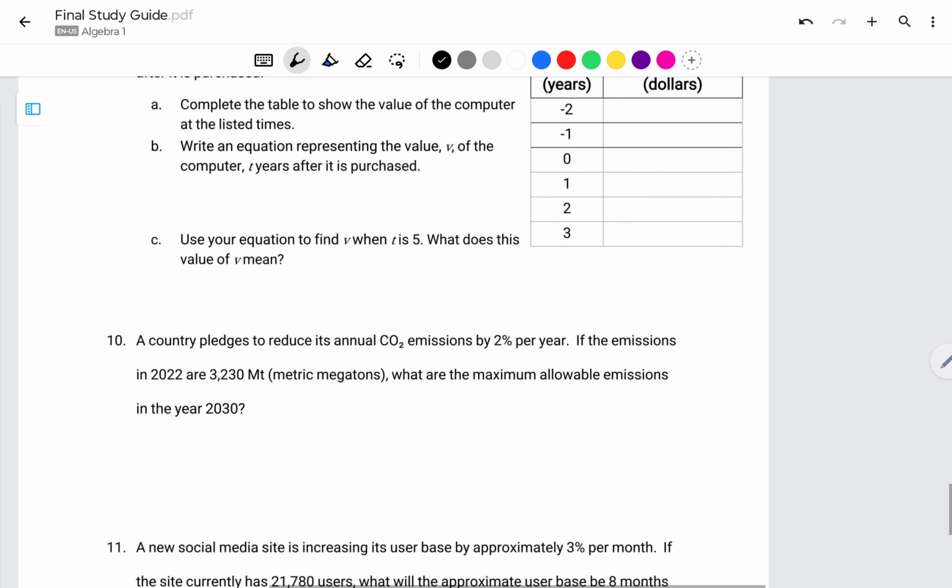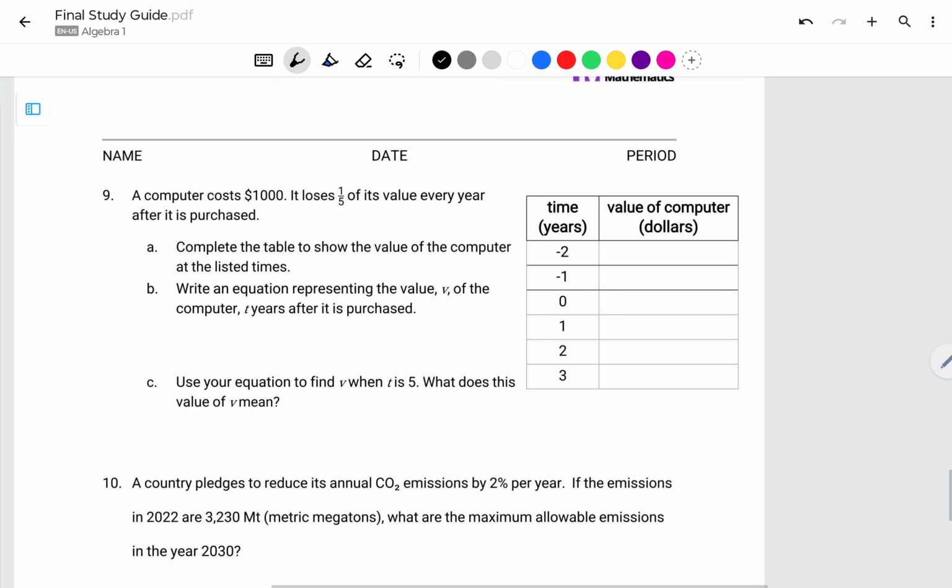Okay. So now I told you guys that we would have exponential function on the final, right? We could have exponential function on the final. So let's go over some of these questions. A computer costs $1,000. It loses 1/5 of its value every year after it is purchased. Complete the table to show the value of the computer at the listed times.